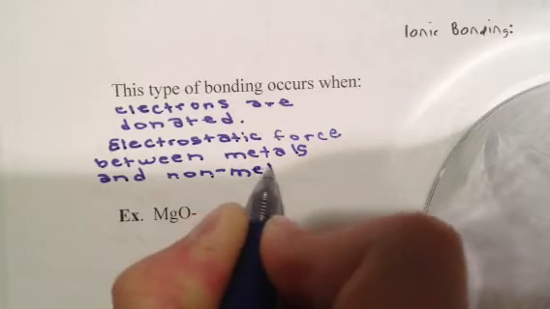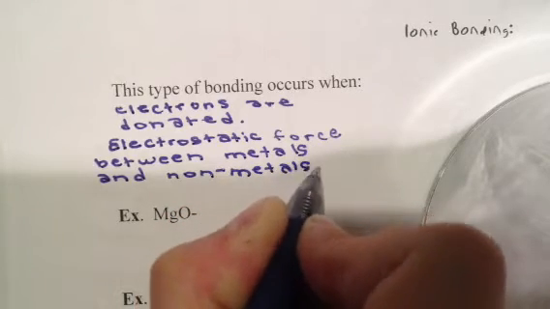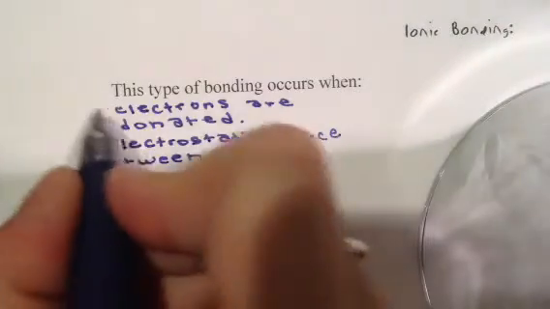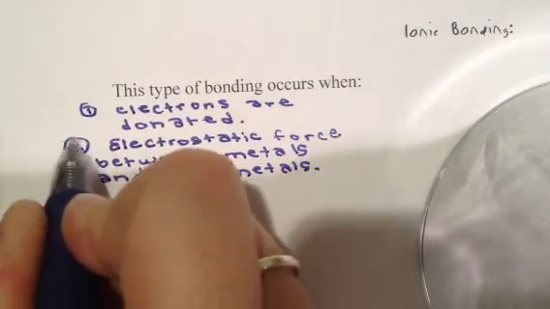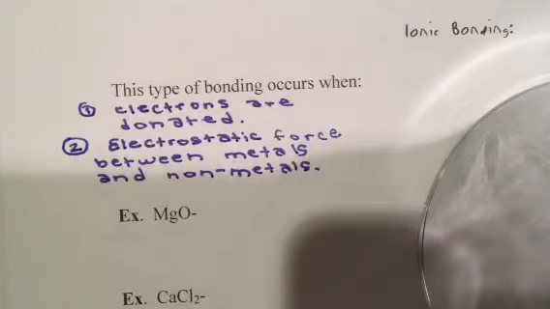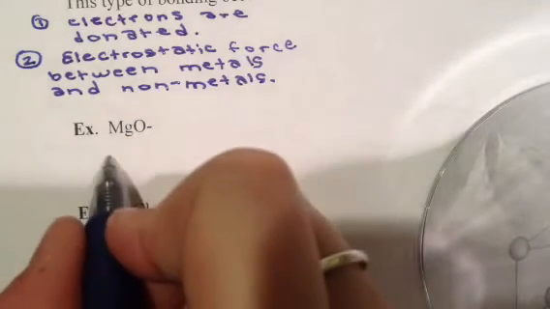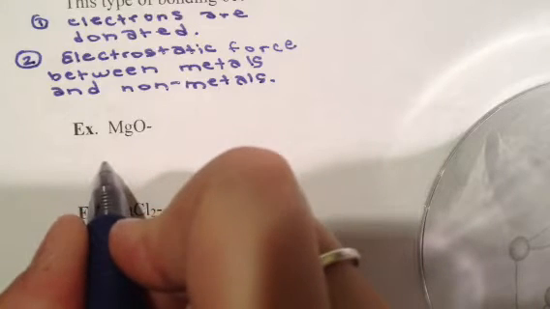But let's re-look at these two distinct definitions of ionic bonding. First, that electrons are donated, and second of all, that it occurs between metals and nonmetals. Okay, so let's use an example to help us understand it. Let's use magnesium oxide. Now, what we're going to do right now is draw the Lewis dot structure of magnesium. If you want to challenge yourself, you can pause this video and draw it yourself. If you want a little bit of help, I'll help you with it.